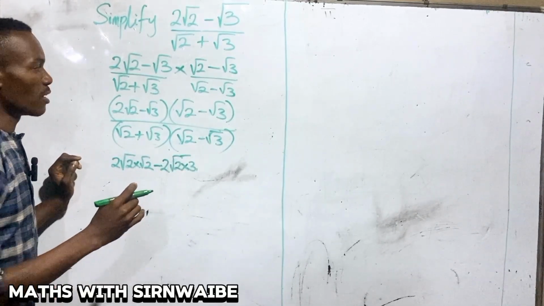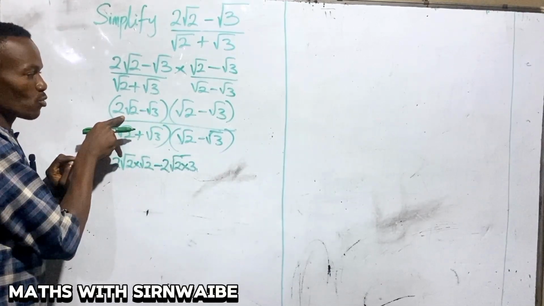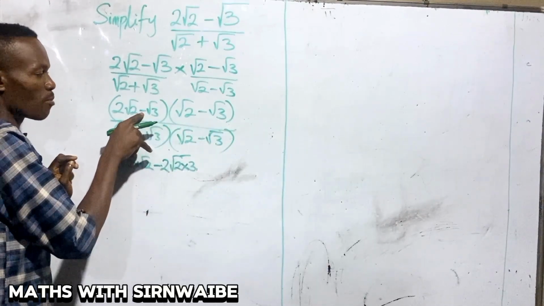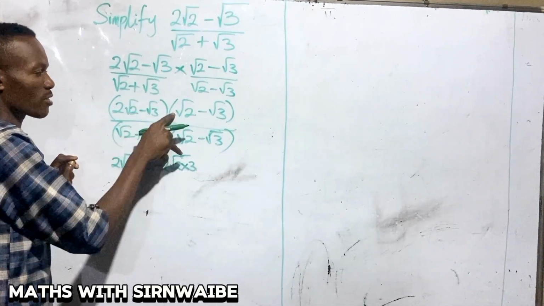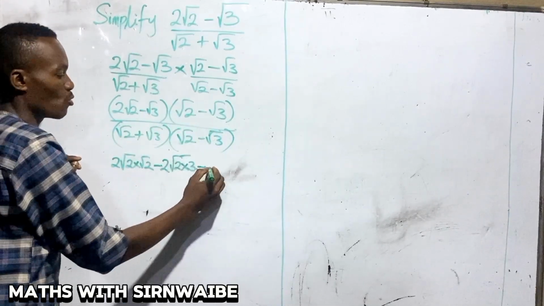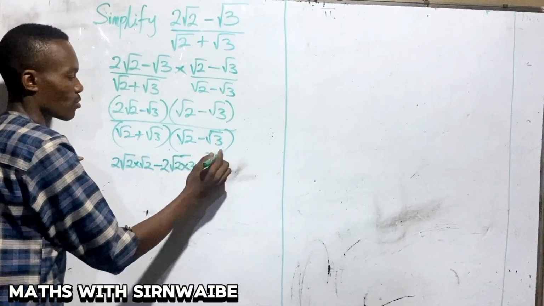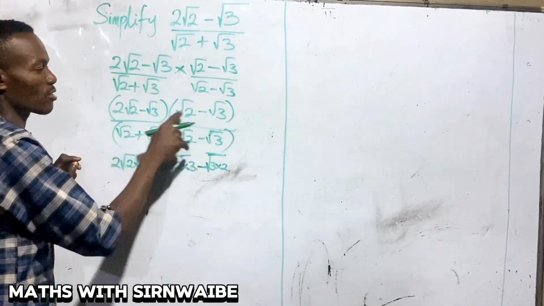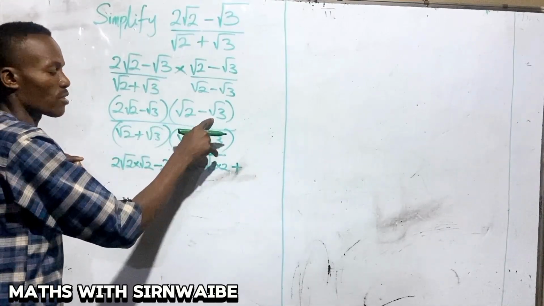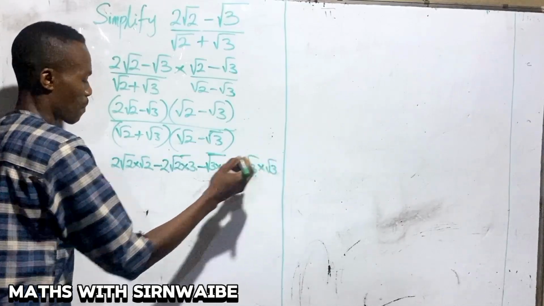Hope you are following. Then the next is, we have used this 2√2 to multiply everything in here. So we'll now use this one. Minus is here and plus is here. Minus times plus will give us minus. √3 times √2 will give us √3 times √2. Then minus times minus will give us plus. Then √3 times √3 will give us √3 times √3.